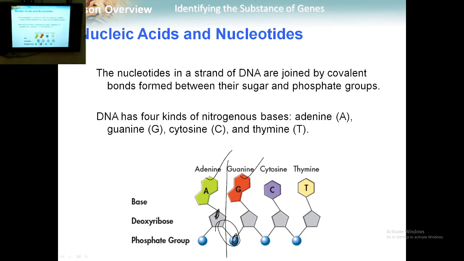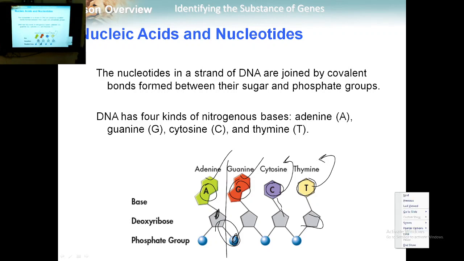Again, the DNA is made up of 4 nucleotides, A, G, C, T: A for adenine, G for guanine, C for cytosine, and T for thymine. You have to memorize this information.